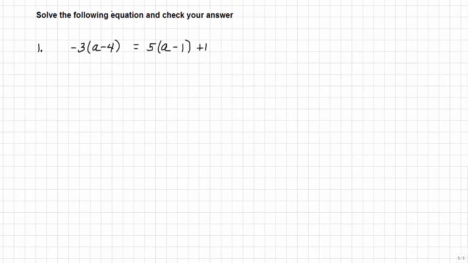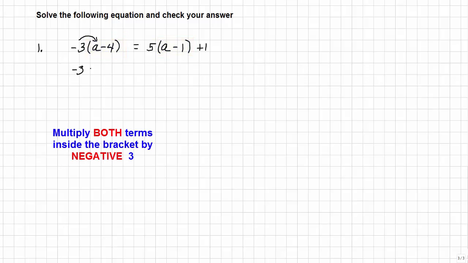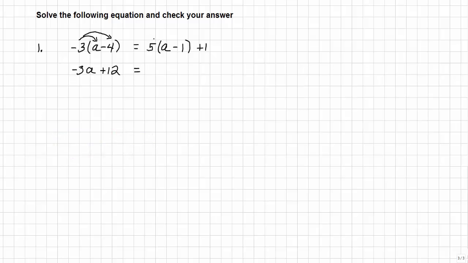Once again, the first thing you need to do is get rid of these brackets. So you take the negative 3 and distribute it, because this is the distributive property. Negative 3 times a gives us negative 3a, and then negative 3 times negative 4, just like the sample we did, is positive 12. On the right side, we have 5 times a gives us 5a, and then minus 5 times 1, which is negative 5.